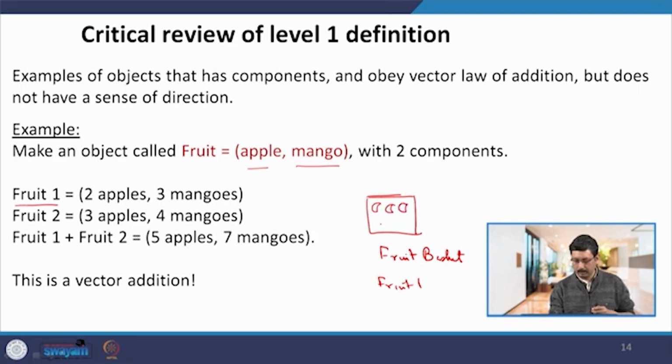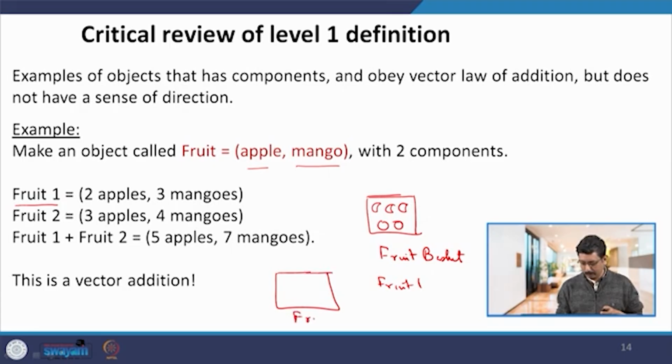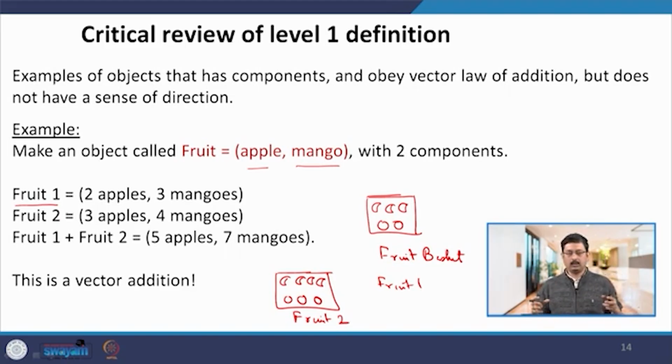3 mangoes and 2 apples. Let us take another basket, fruit 2. So, fruit 2 has 4 mangoes and 3 apples. Now I want to combine the fruit in both baskets into a single basket. Then what will be the total number of fruits in the single basket?